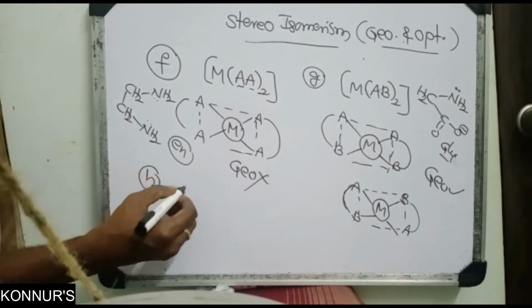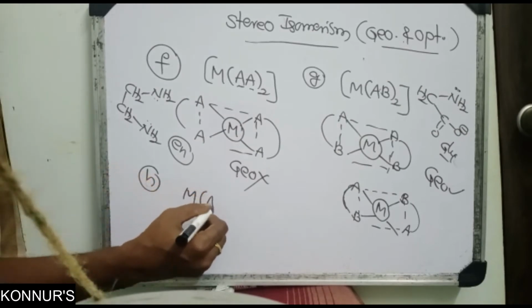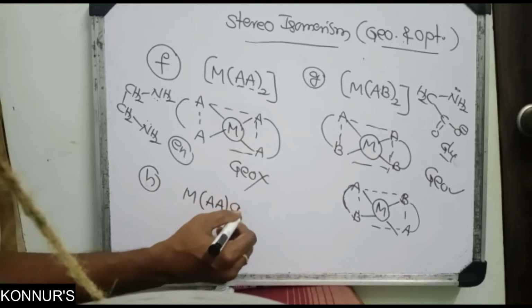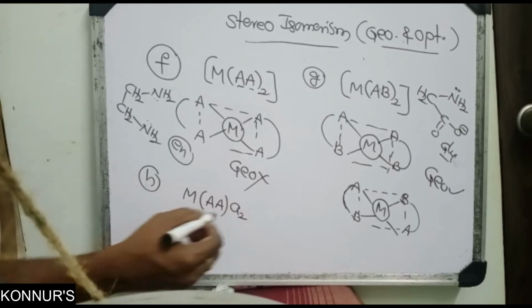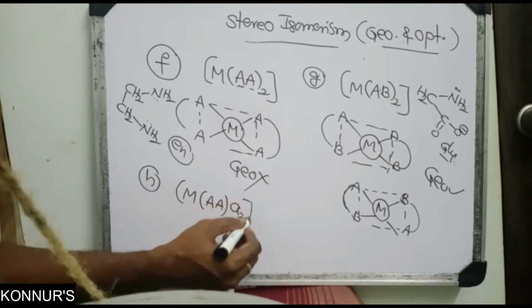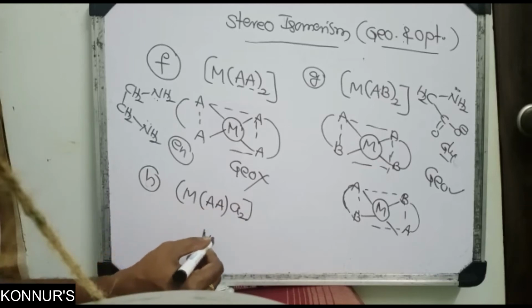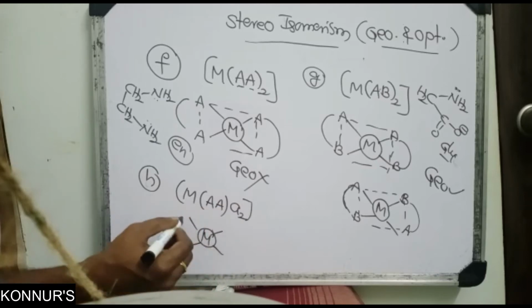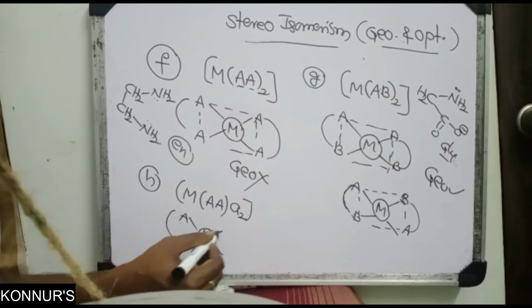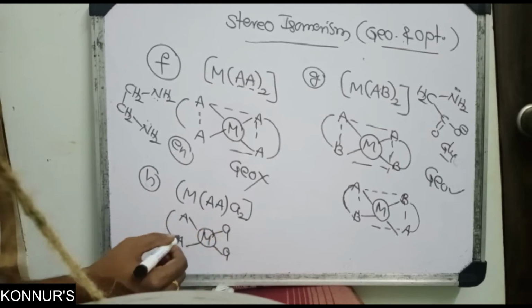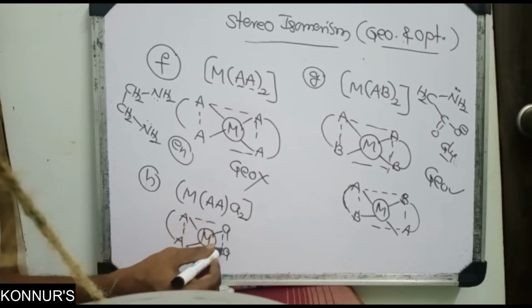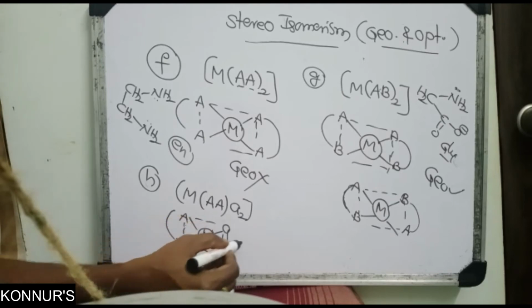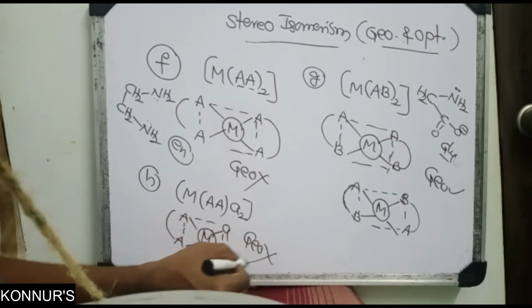Next, you take M, AA, A2. How can you write this one? M of AA, AA. Here the groups are similar, so you can't write geometrical isomerism.